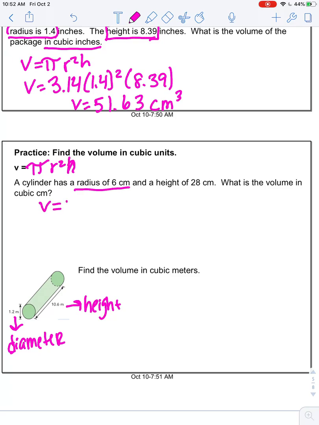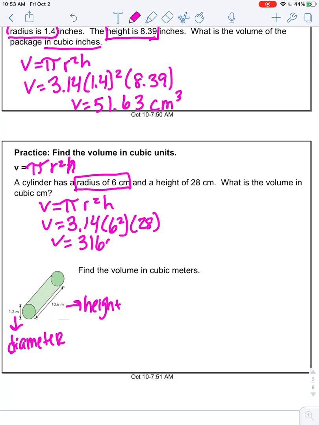All right, we have a cylinder with a radius of 6 and a height of 28 centimeters. What is the volume in cubic centimeters? So V equals 3.14. Your radius is 6, so you may use that number. So we have 6 squared, and your height is 28. So 3.14 times 6 squared times 28. V equals 3,165.12 centimeters cubed.